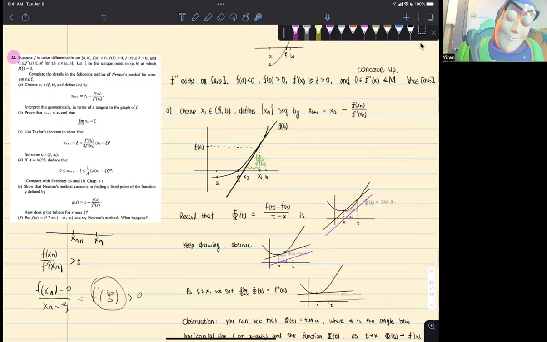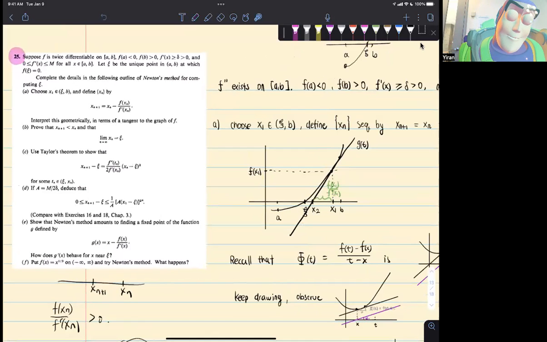Okay, so again, let's read the problem together. So f is twice differentiable on the closed interval [a, b], and we have the rule that f(a) is smaller than 0, f(b) is larger than 0, and f prime of x is strictly larger than 0, right? So that's the definition for the existence of such delta. And we also have f double prime is smaller than M for all x in [a, b]. So this basically means the second derivative is upper bounded by M. Okay, and let c be the unique point in [a, b], so c is the unique zero of function f, and c is a point in between the interval [a, b].